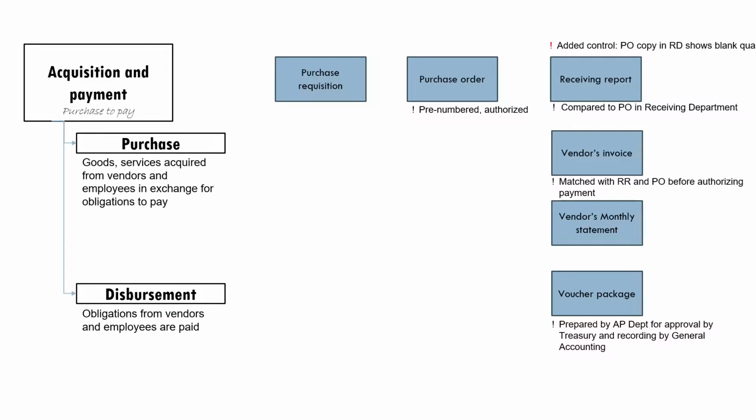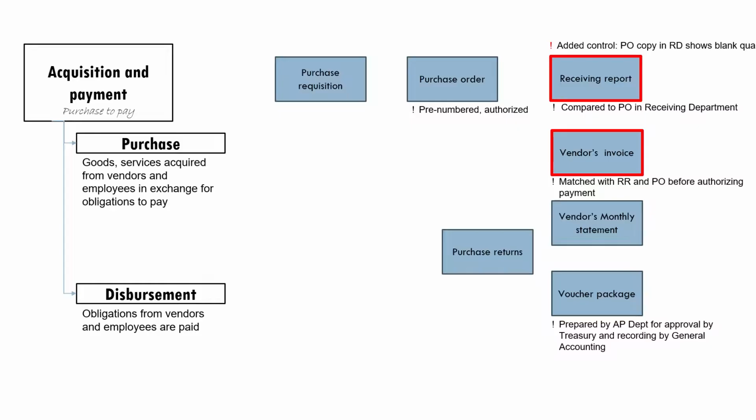And the voucher package will be prepared by the accounts payable department for approval by Treasury and recording, there it is again, recording by General Accounting. Okay, so this is essentially the storyline of what happens in the acquisition and payment cycle. But because this is where the purchase of merchandise also comes in, we do have to deal with the entire purchases family, including purchase returns and allowances as well.